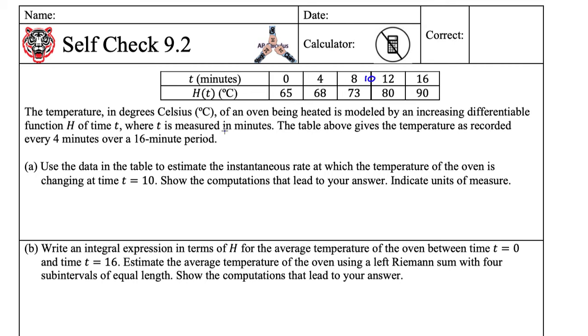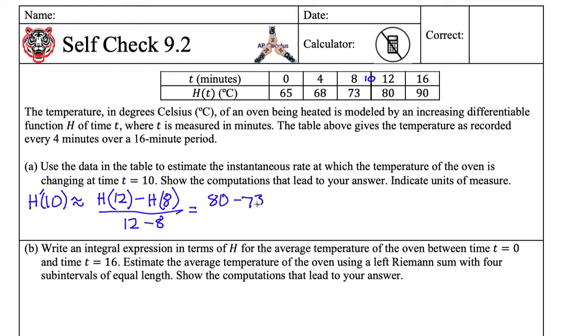It is in between 8 and 12, which means to approximate this, I'll maybe write down my answer a little bit more formally this time. H prime of 10 is approximately equal to capital H of 12 minus capital H of 8, all divided by 12 minus 8. So H of 12 is 80. H of 8 is 73.